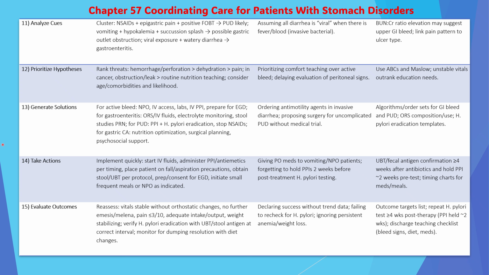To remember the outcome target list: repeat the H. pylori test within 4 weeks, post-therapy PPIs held 2 weeks, and a discharge teaching checklist for blood signs, diet, and meds. And as you see, they are repetitive, but in a little bit different context.